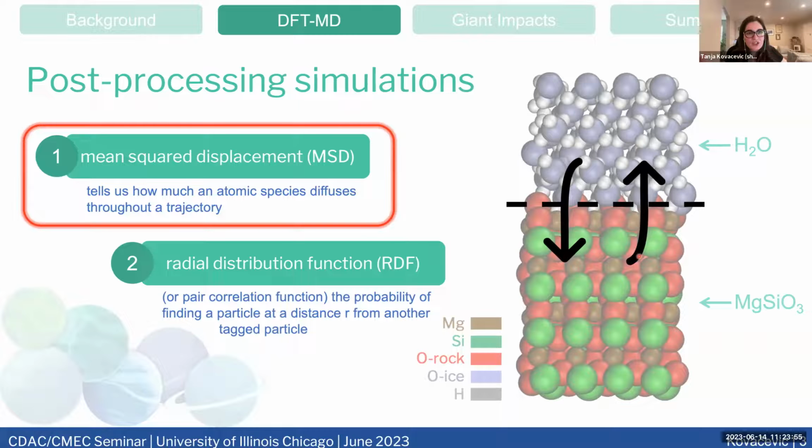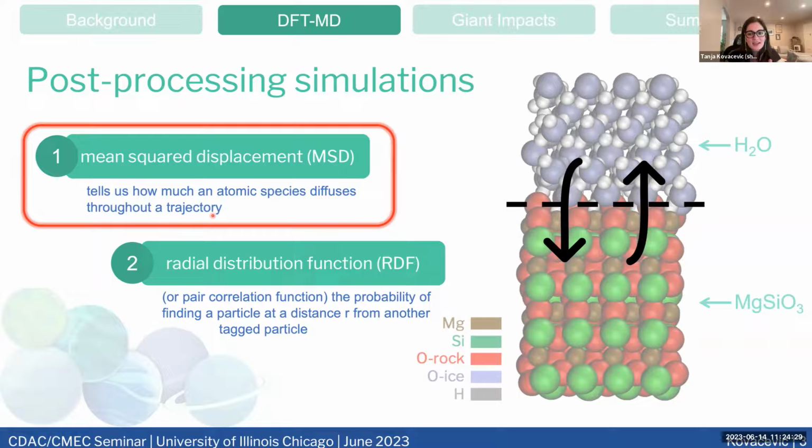Because as we know from the definition, the MSD is going to give us an idea of how much an atomic species can diffuse throughout a trajectory, but that doesn't really give us information about mixing. Now, if we decompose this 3D MSD into just the Z direction, so up and down or perpendicular to that interface, that's going to give us maybe some idea of whether this material is mixing, and then we can go in with the RDF to confirm. But again, that's a caveat. We're just going to be looking in the Z direction.